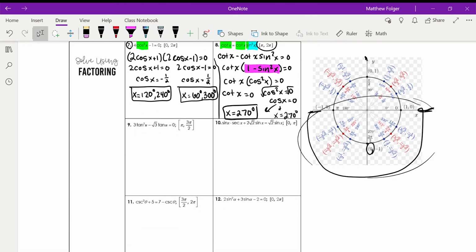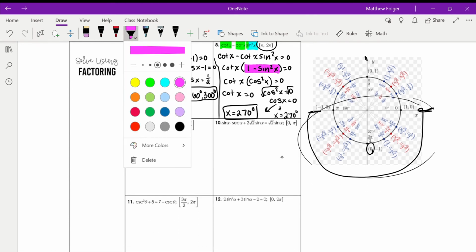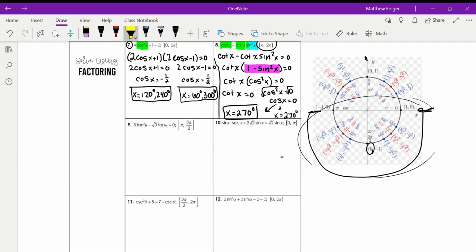Now we have tan. The nice thing about this one is there's only one, so we don't have to do an x and a y. We can just do x. So let's think about what this is going to look like. It'll be 3x squared minus square root of 3x equals 0. Well, how does this factor? Well, you can take out an x, right? So 3x minus square root of 3 equals 0.